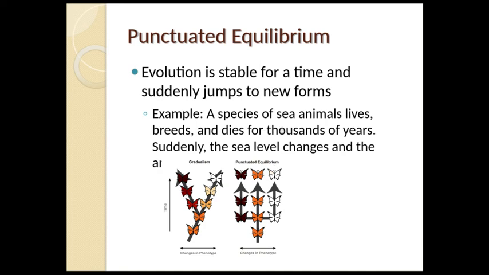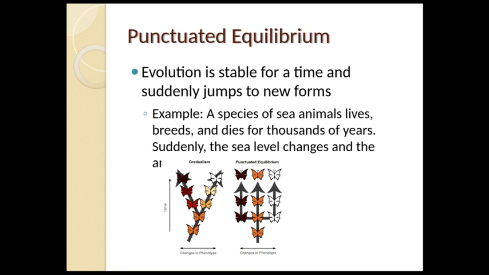Punctuated equilibrium is when evolution occurs really quickly and suddenly jumps to new forms. So a species of sea animals lives, breeds, and dies for thousands of years, and suddenly the sea levels change and they have to adapt. And so the things that survive are there really quickly. Gradualism is shown here in this Y shape. Punctuated is this here. So it turns really, really quickly into different things. Punctuated is like putting a punctuation mark on the end of something. It's really aggressive evolution.